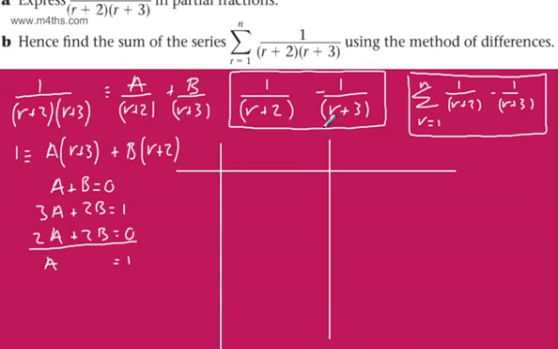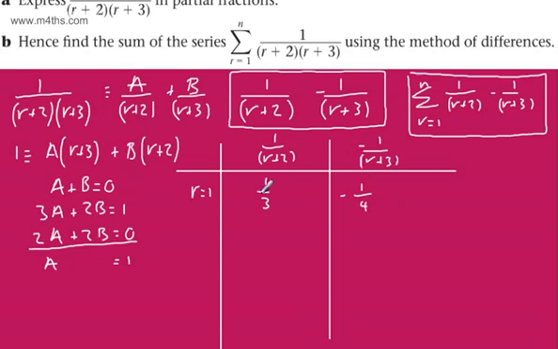Take r equals 1. Subbing it in here, we're going to have 1 over 1 plus 2, which is 1 over 3. Subbing it into that one, we're going to have minus 1 over 4. So this one right here is the 1 over r plus 2, and this one right here is the minus 1 over r plus 3.